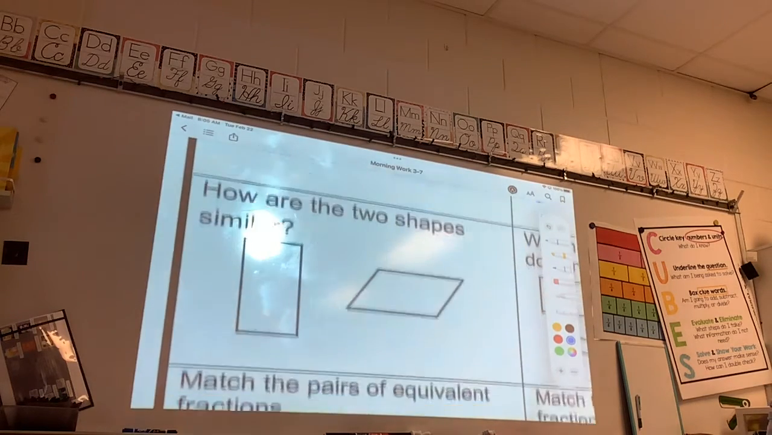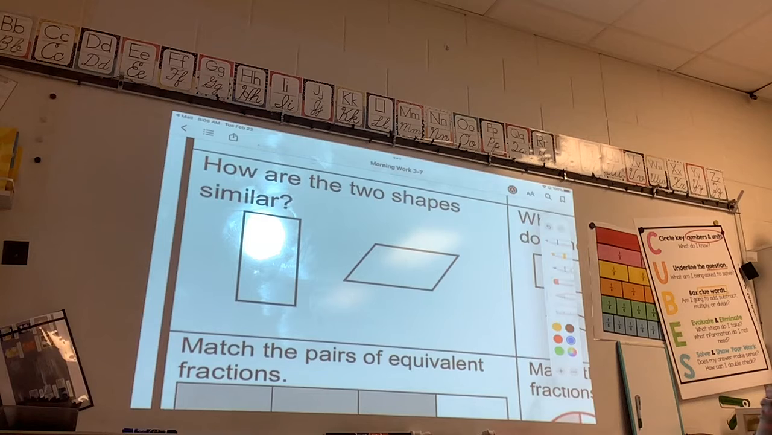Okay? How are the two shapes similar? The word similar means alike. How are they similar, James? They are both four-sided shapes. They are. Malaya, what was the word that you put with that description? Yeah, quadrilateral.